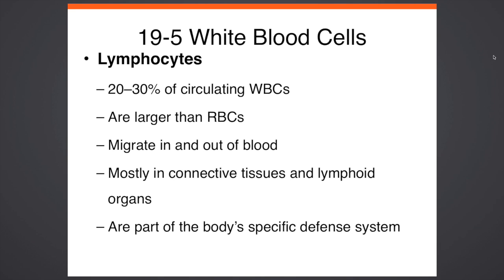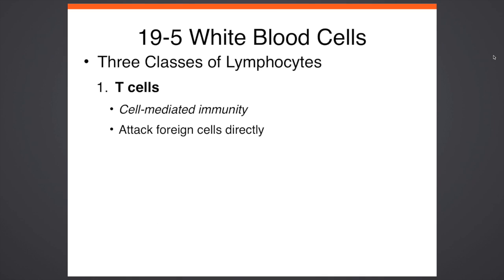Lymphocytes. Check this page. They are 20 to 30% of your circulating white blood cells. They are larger than red blood cells. They migrate in and out of the blood. They're mostly in the connective tissues and the lymphoid organs, hence lymphatic, and they are a part of the body's specific defense system. There are 3 different types of lymphocytes. T cells are cell-mediated immunity. They attack foreign cells directly. Let me stop here. T cells are very important.